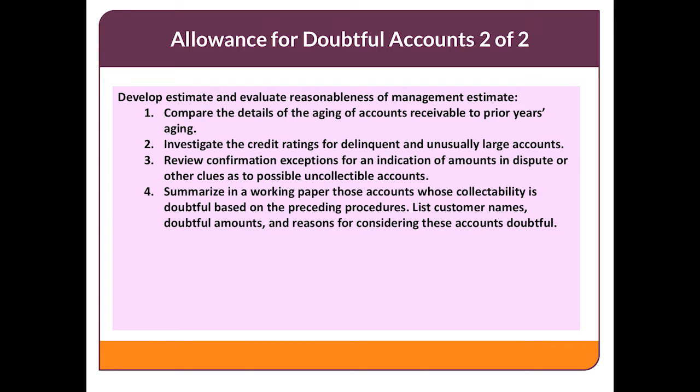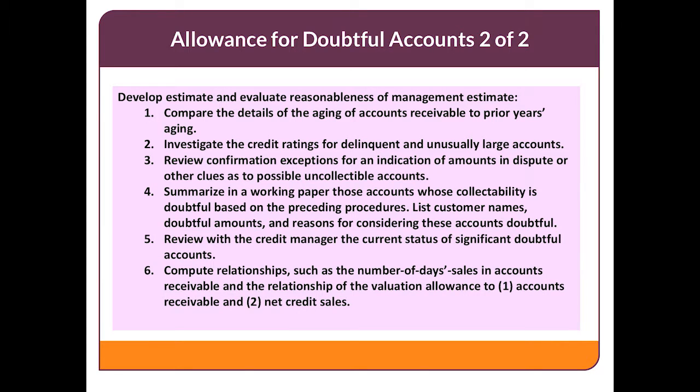4. Summarize in a working paper those accounts whose collectability is doubtful based on the preceding procedures. List customer names, doubtful accounts, and reasons for considering these accounts doubtful. 5. Review with the credit manager the current status of significant doubtful accounts. And finally, compute relationships such as the number of days sales in accounts receivable and the relationship of the valuation allowance to accounts receivable and net credit sales.